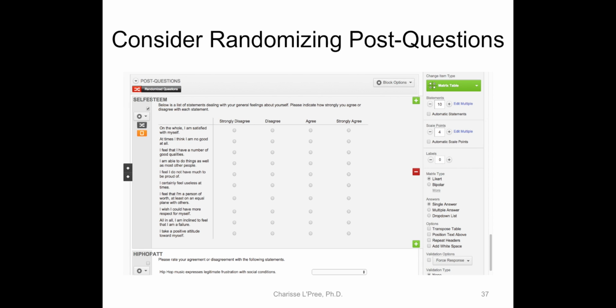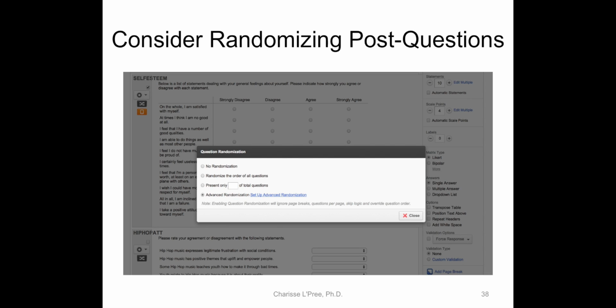Consider randomizing the presentation of all your post questions. To do this, click on Block Options and choose Randomize the order of all questions as indicated on slide 37. Select Advanced Randomization in order to provide detailed instructions as to how you would like to have your questions randomized.